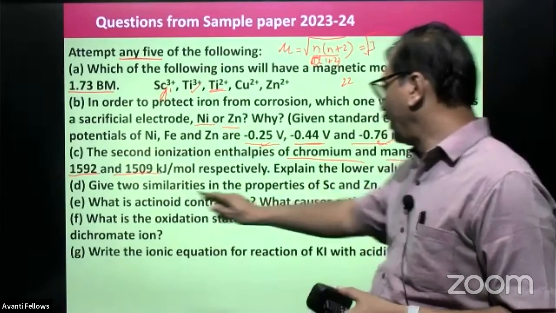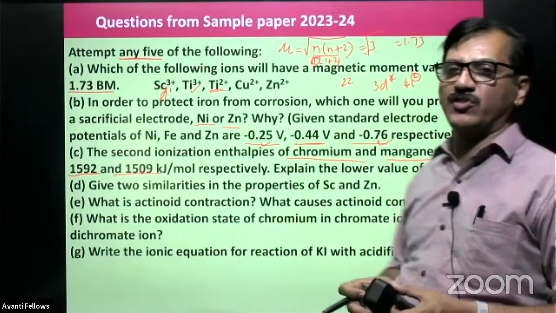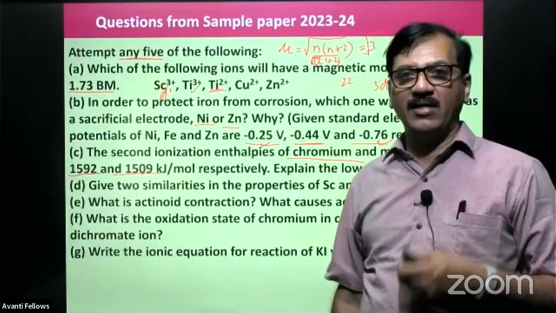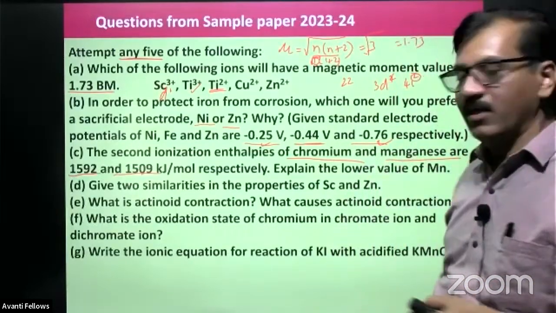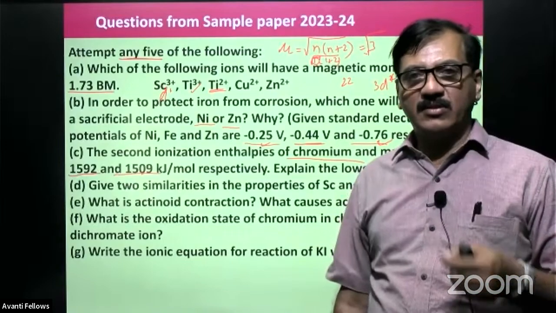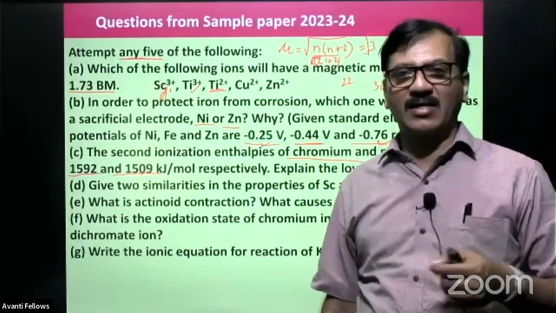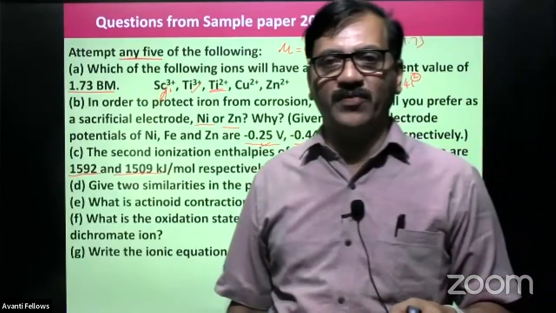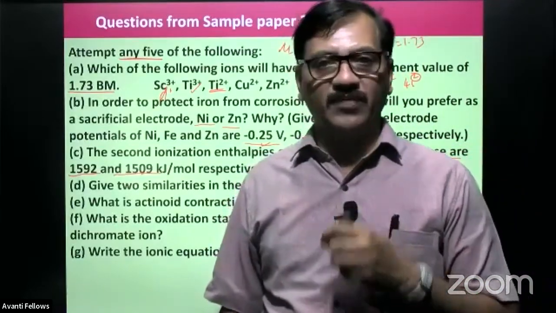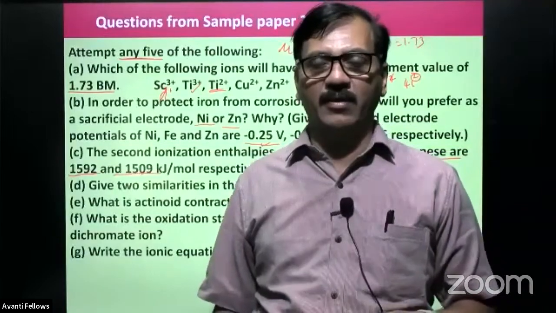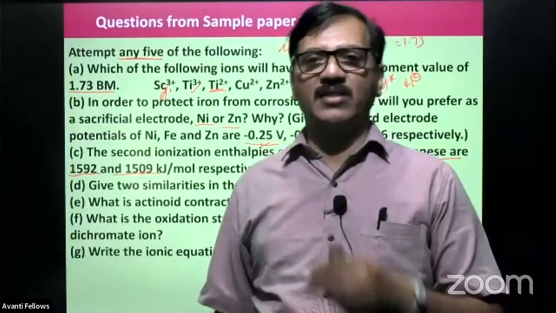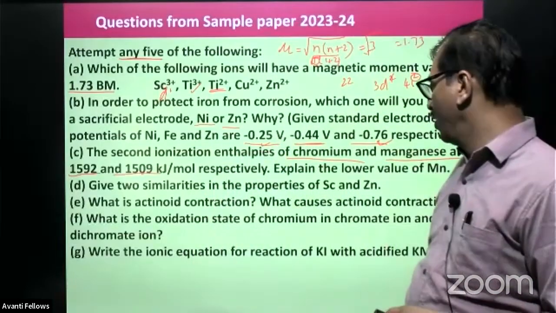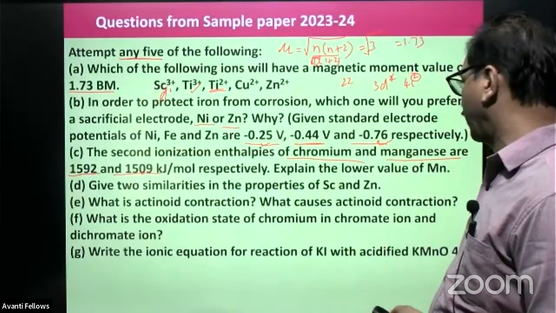Give two similarities in the properties of scandium and zinc. Both scandium and zinc salts are colorless, because of the d0 configuration in scandium and the d10 configuration in zinc. That is one thing. And both scandium salts and zinc salts are diamagnetic, because no unpaired electron is present.